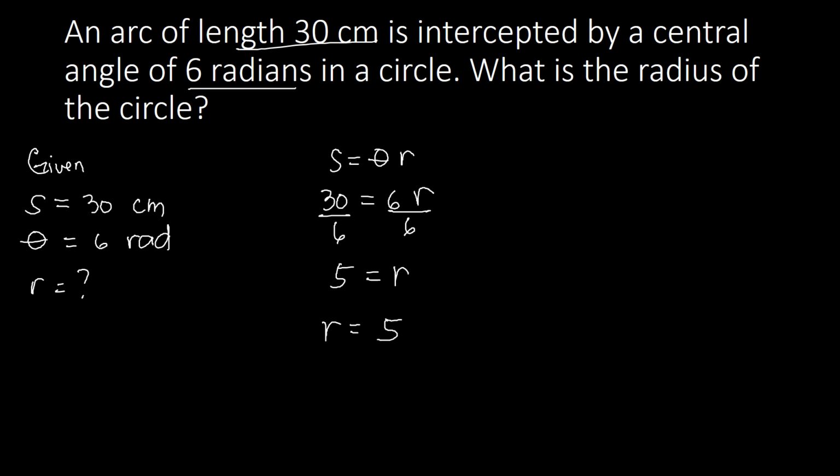Let's put back the unit, similar to the arc length unit, which is cm. So this is now our radius. We have 5 cm. So this is how you are going to solve for an unknown radius given the angle and the linear measures.